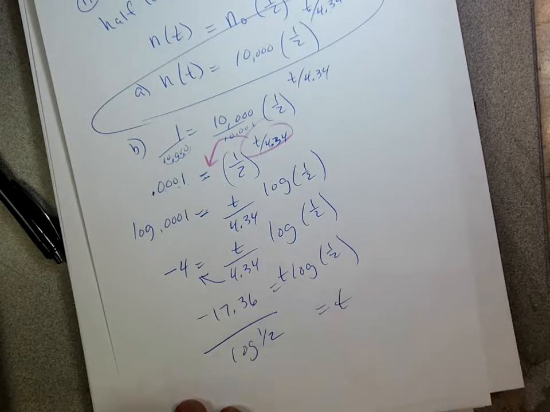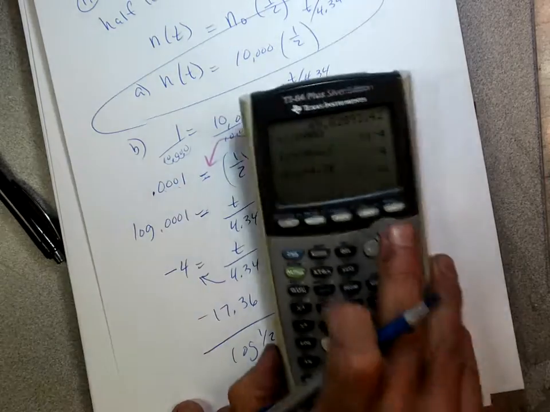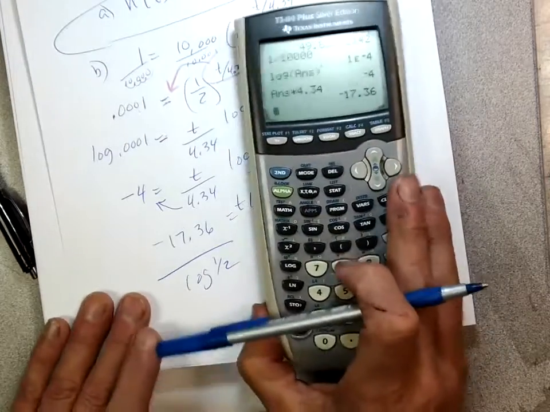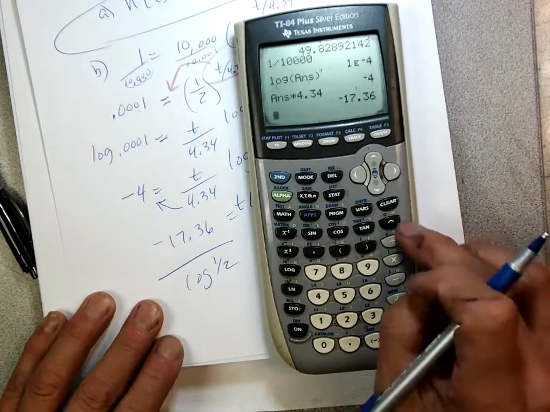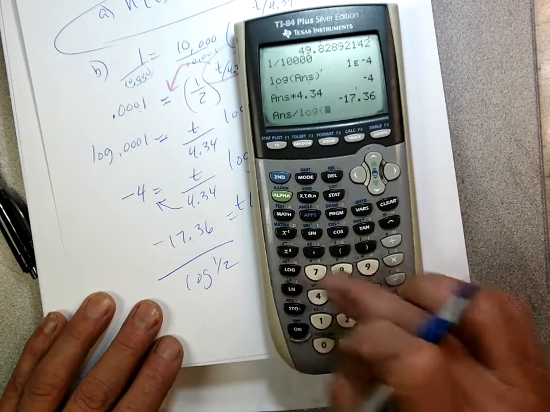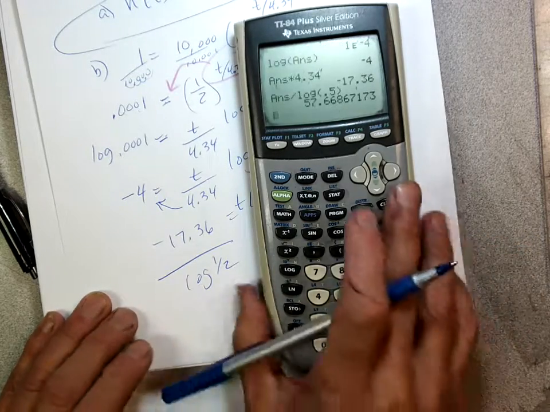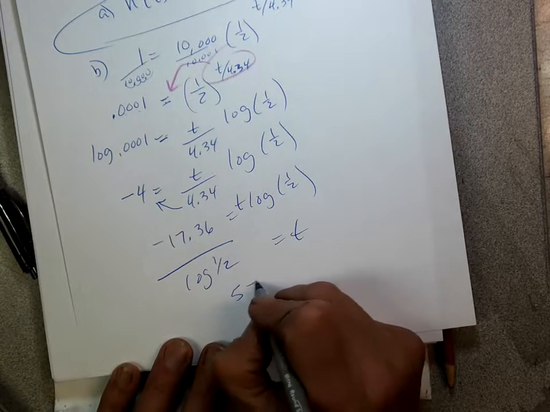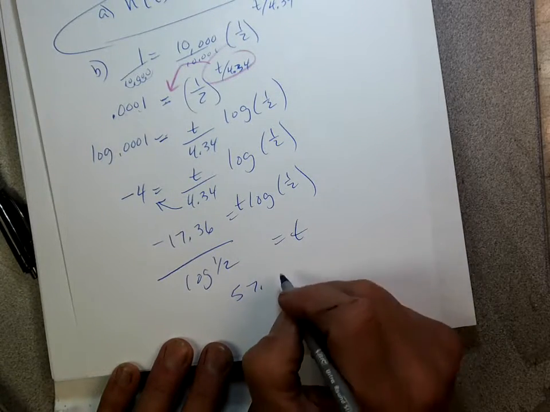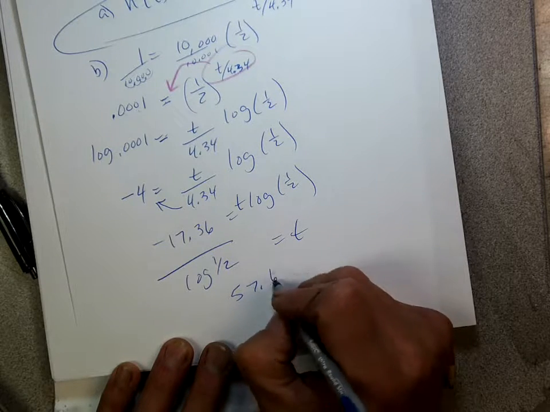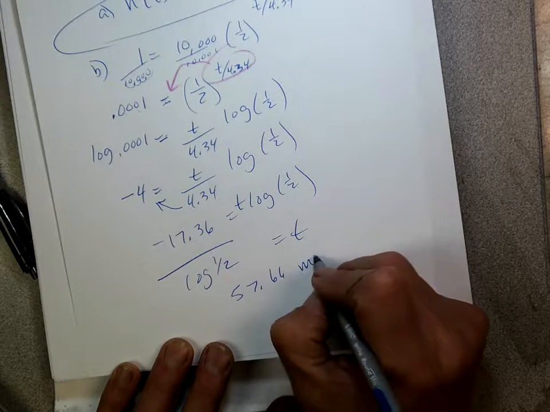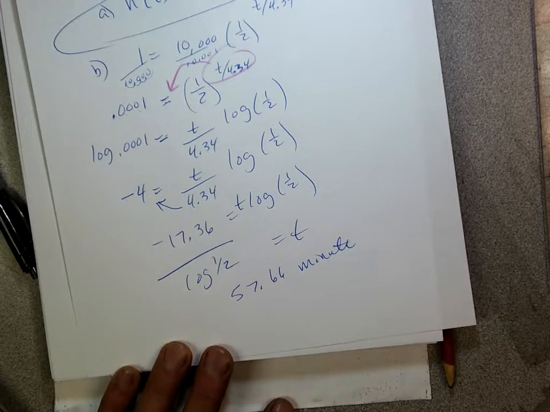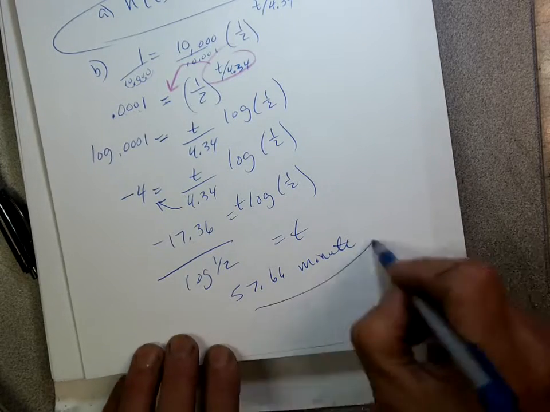What's t equal? Use my calculator. I'm just going to take that and divide it by log 0.5, and I get an answer of 57.66. It's going to take 57.66 minutes, a little under an hour, for it to dissolve down to 1 atom.